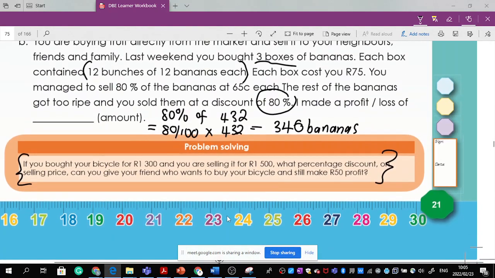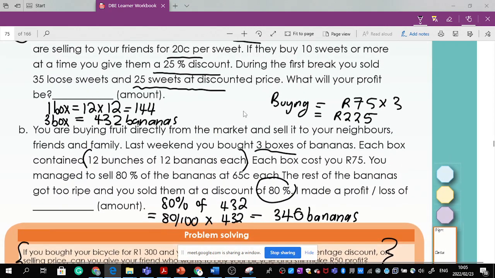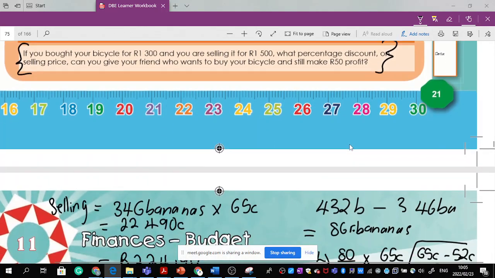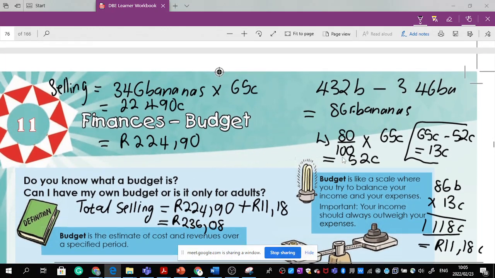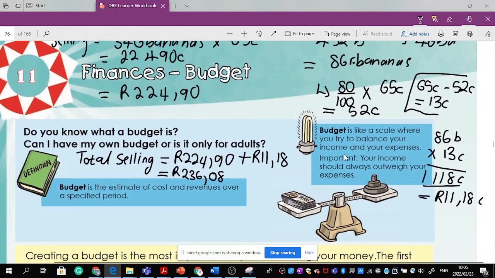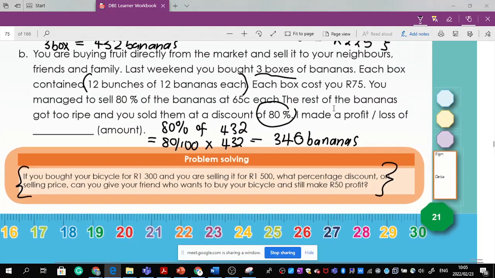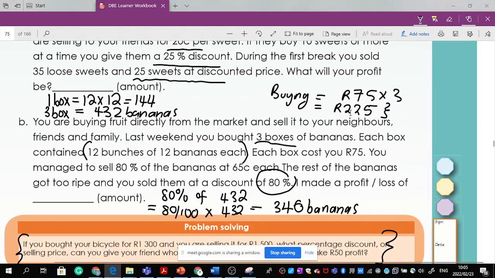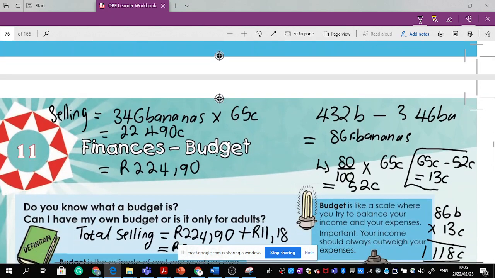Looks like we made a loss again, because our buying price is how much? 225 rands. Oh no, we didn't make a loss, guys. Do you see why? Look at our selling price. It's more than the buying price. So we made a profit, even though it's not that much.